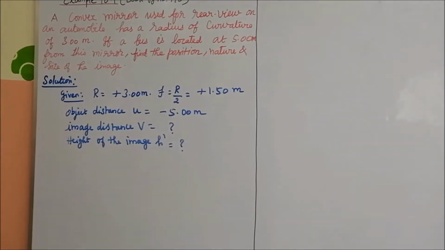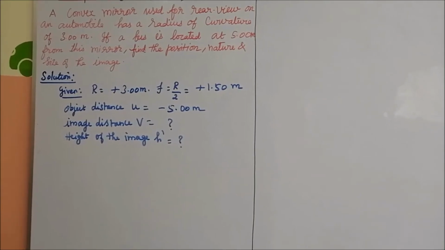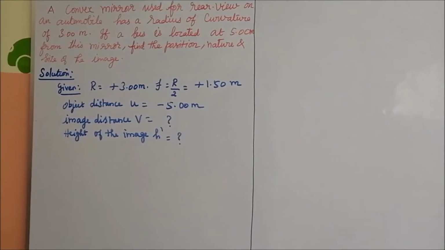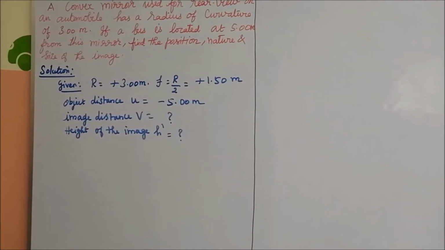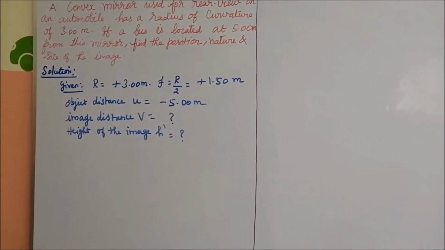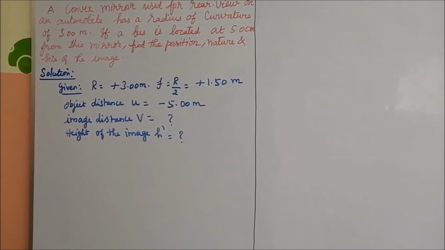They have given the value of R, that is radius of curvature. We know that the focal length is half of the radius of curvature. So the focal length value f is equal to 1.50 meter. Why are we taking this as positive?